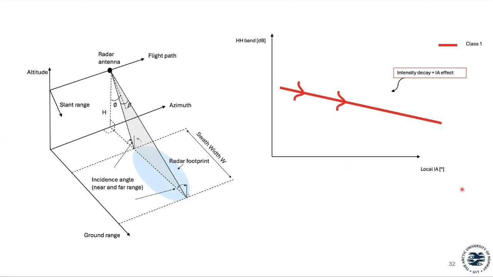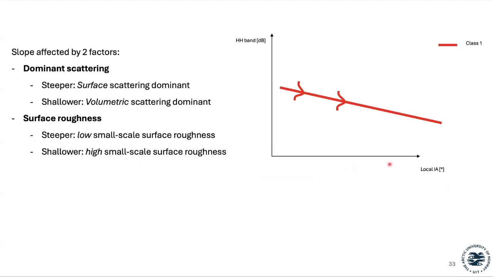Now, during my master thesis, what I looked at is this specific problem and the fact that if you have different classes, if you look at different zones of your land, and for me it was my glacier, they behave in different ways. So the intensity decay has a slope which is affected by the dominant scattering and also the surface roughness. What that means is that if you have one type of ice and another type of ice, they can have an intensity decay which is different because the slope is a function of what type of medium you're looking at.